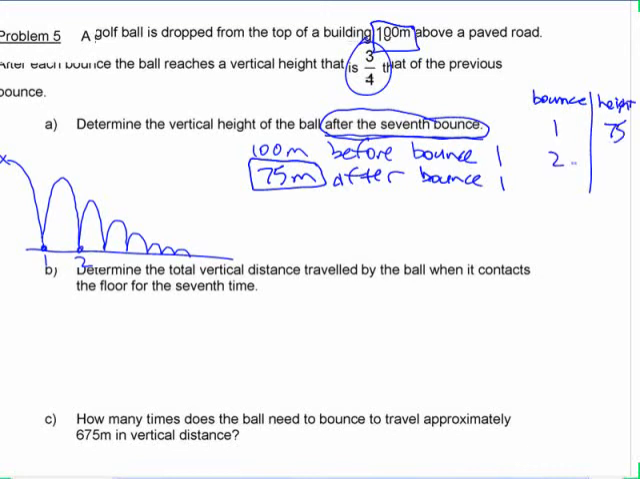Bounce number 1, it's 75. After bounce number 2, it's whatever. And you can keep working it out there. I am going to choose to say A is 75 here. Because then what's the number of terms I want here?